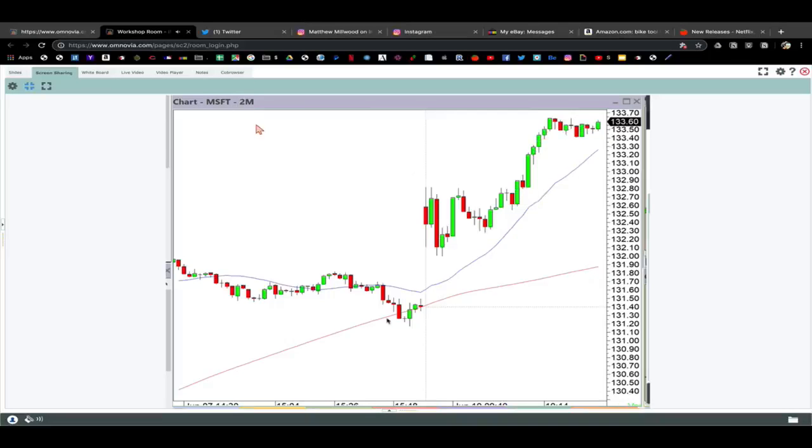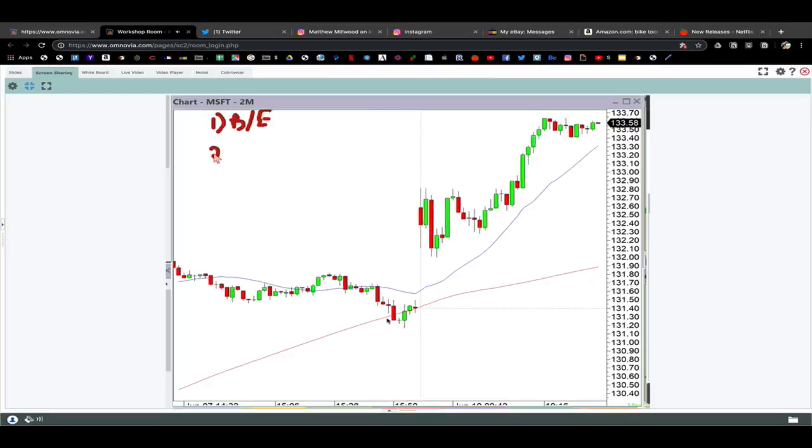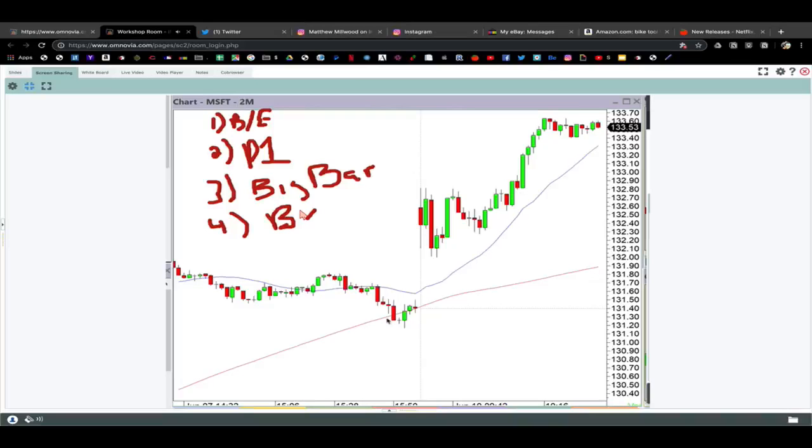This neat little rolling system is going to help you manage your trades and hold on without guessing. Where do I get out? What do I do? Break even. Pivot 1. Big bar. Bar by bar. When you're away, bar by bar. 5. Color. Beautiful.